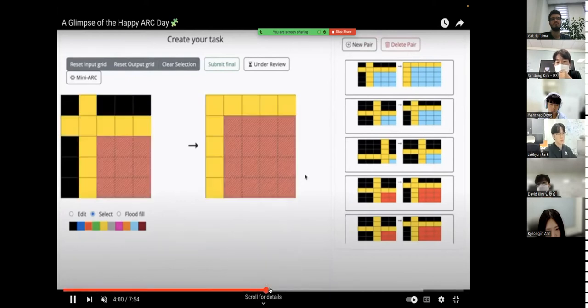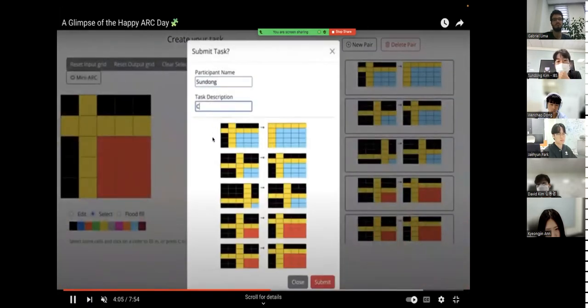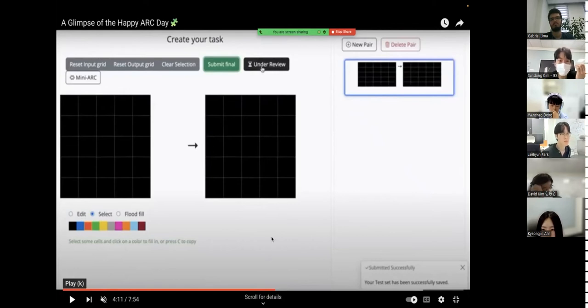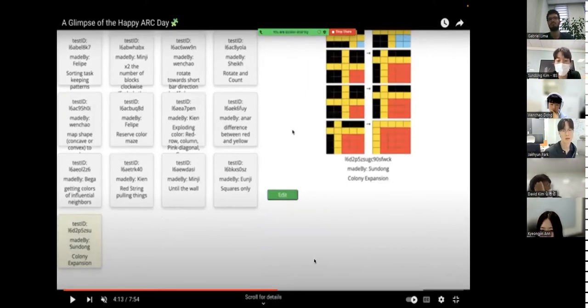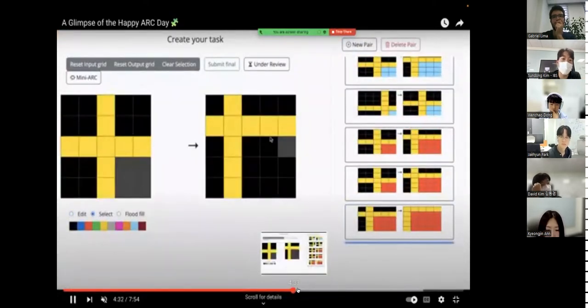After I make all the examples, I can submit this task into our database, and then the staff members will evaluate how creative the problem is and how difficult it is for humans and AI. We also ask them to describe what kinds of patterns exist in the problem. These are some of the problems in the queue waiting for our approval, and after a problem is approved, it becomes part of the mini ARC benchmark dataset.